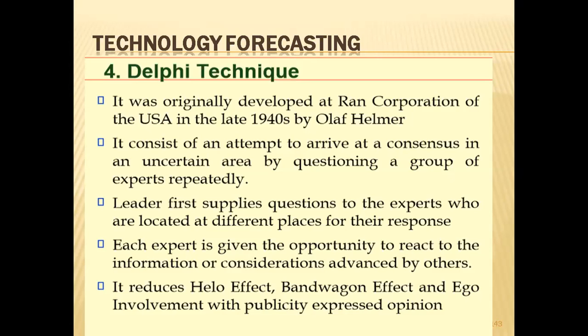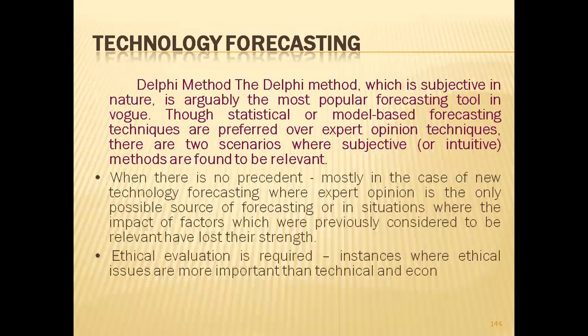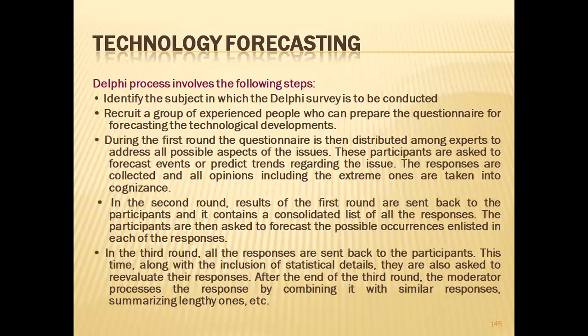There is no bias at all. Halo effect, that is mental fixity: already having something predetermined in mind is called the halo effect. That is more or less overcome. Let us see how this process is carried out. It is subjective in nature, based not on data but only on opinion. It is not objective, it is subjective. When your data is not there, when ethical evaluation is required, you go for Delphi.